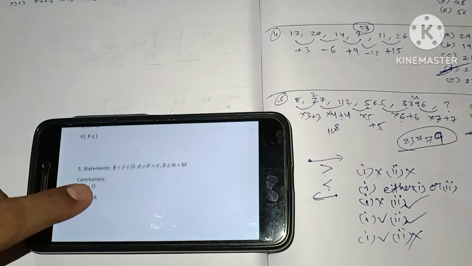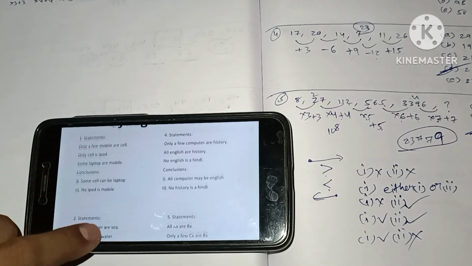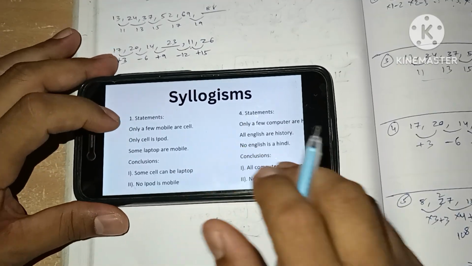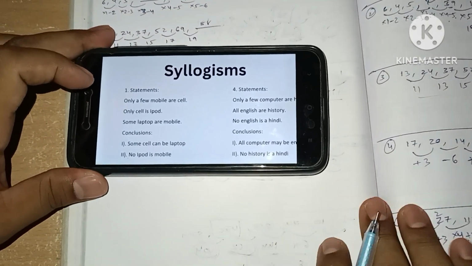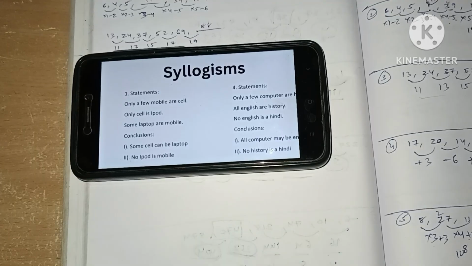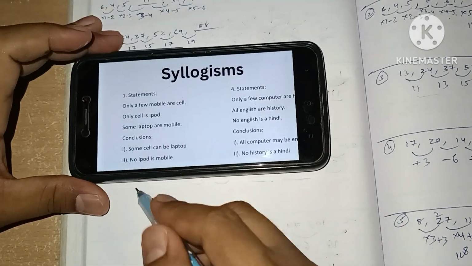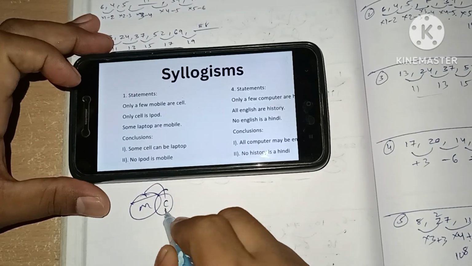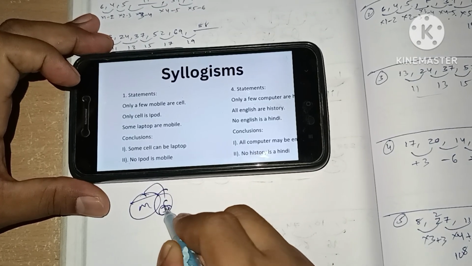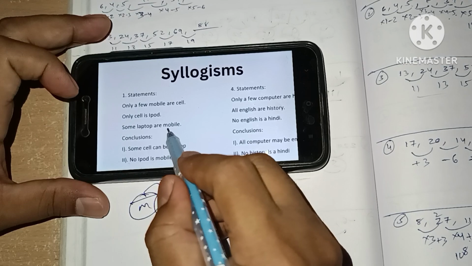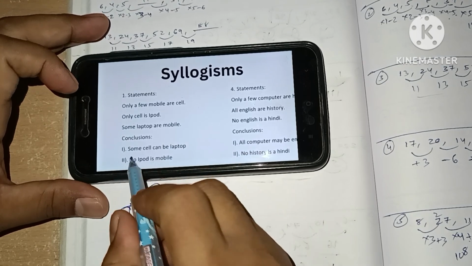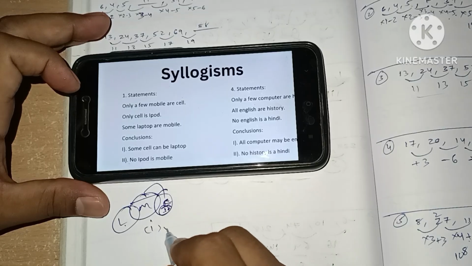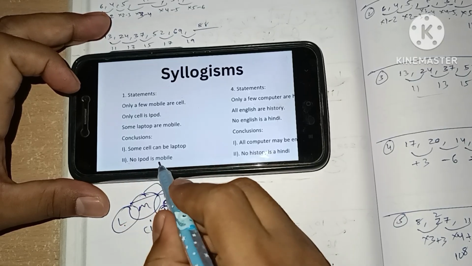Now we are going to see syllogisms. First question, only a few mobiles are cell. Only cell is iPad is inside dark. Some laptop or mobile. Conclusion, some cell can be laptop. Cell laptop can, yes, it is possible. First one is true. Second one, no, iPad is a mobile.